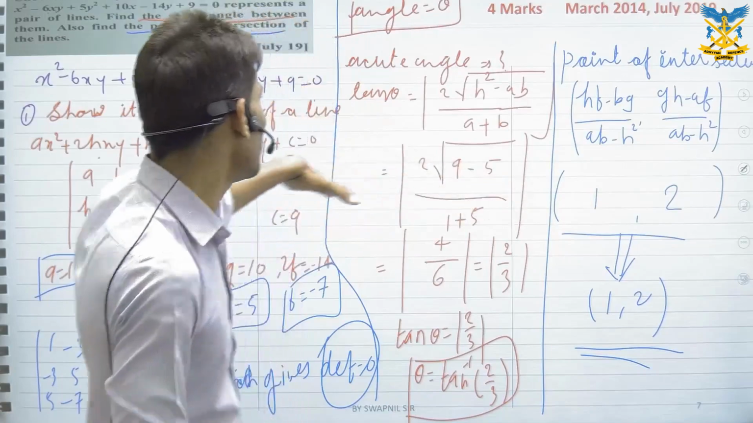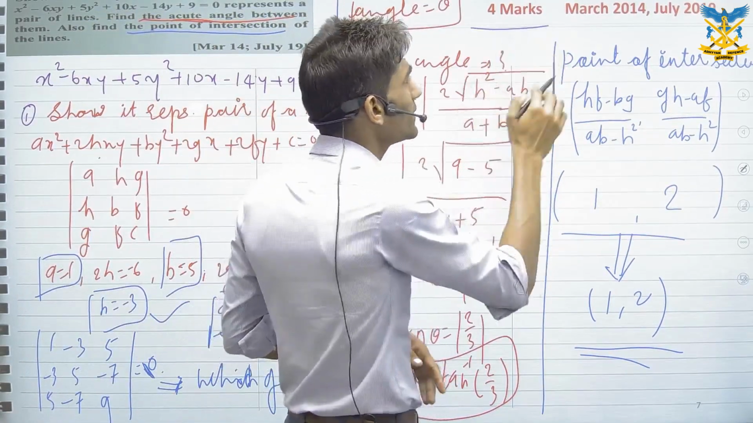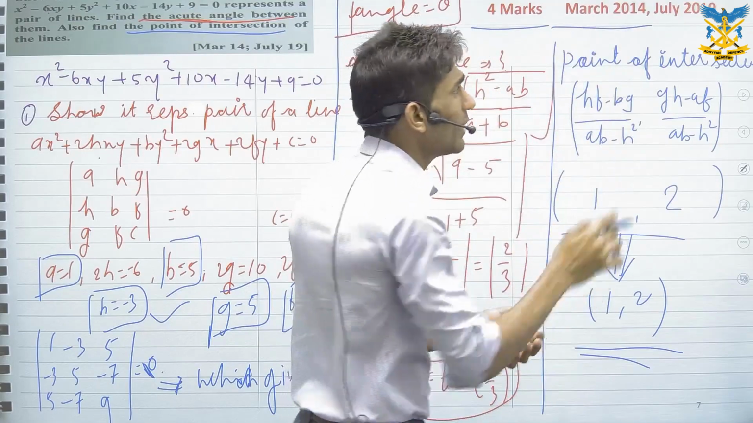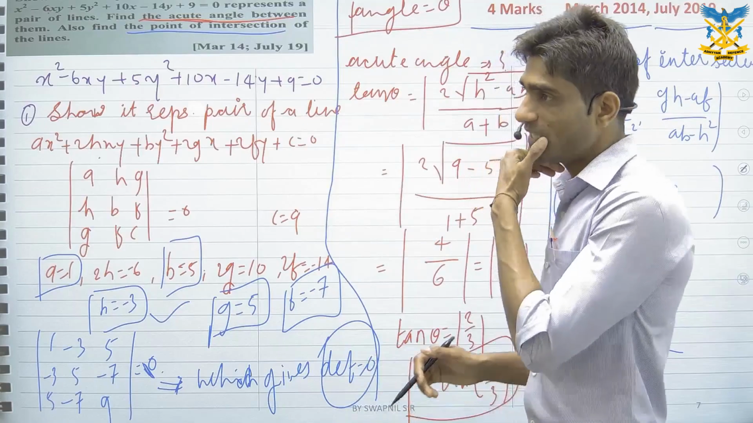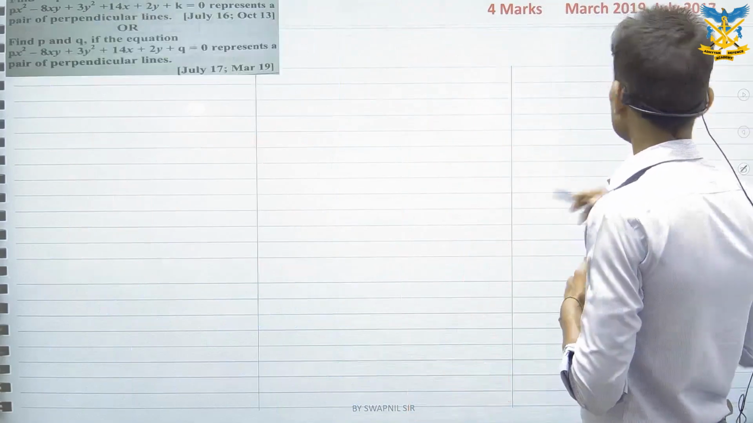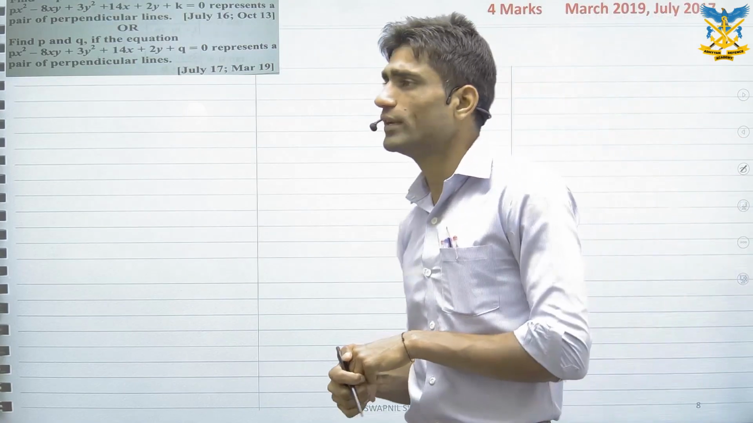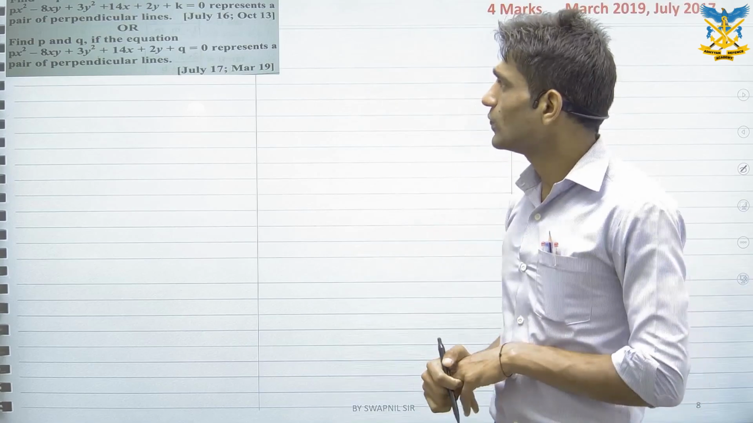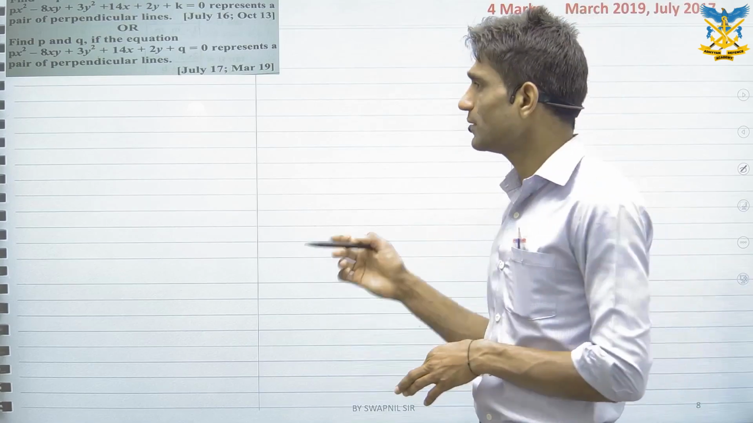Nothing is difficult. This question was asked for 4 marks in the March 2014 board exam and the July 2019 board exam. So it is quite an easy question. I'm expecting you all have understood. Let's move to the next question. This one is the last question for today's lecture. This question is also quite easy. We have to solve it similar to the previous one.